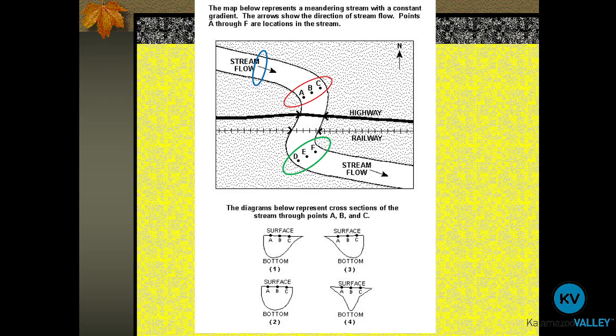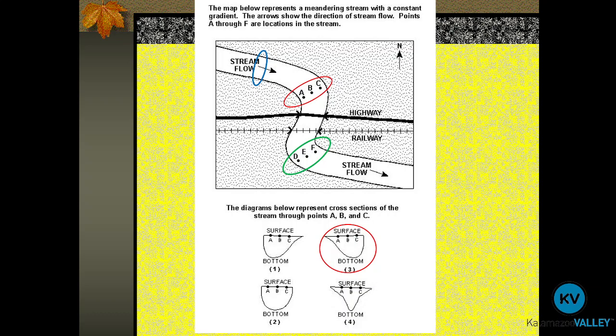So let's do a quick test on what we've gathered so far. Take points A, B, and C circled in red in this figure. If we wanted to get a cross-section of this, what might it look like? Option 1, 2, 3, or 4. Give you a second to think about it. Yep, so this would be option 3, and that's because we have the inner curve on the left, so that's going to be our point bar where things are moving slower, and we have deposition occurring, so it will be shallower on that side.